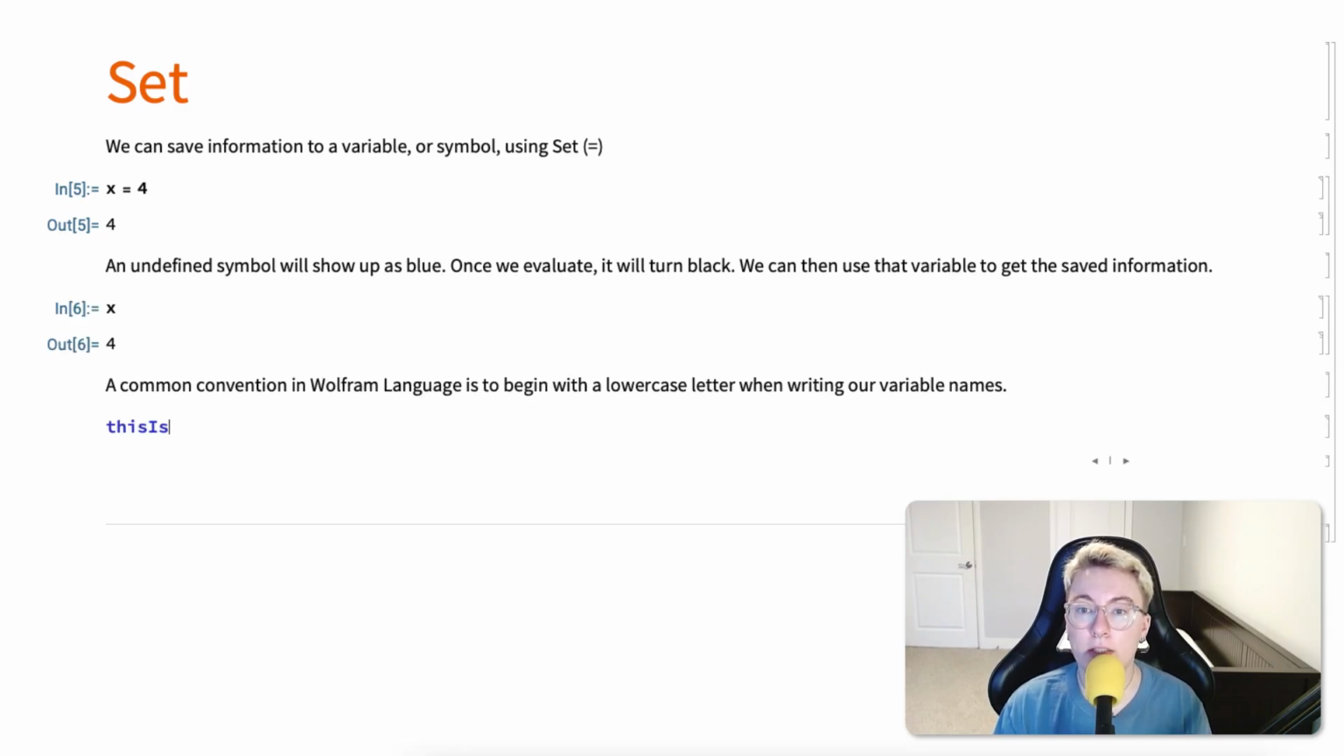We can use a combination of letters and numbers to create variable names, but one common convention that's useful to stick to is not capitalizing the first letter. This makes it clear for both the computer and anybody reading the code that it's a user-defined variable, and we won't run into any conflicts with built-in symbols.